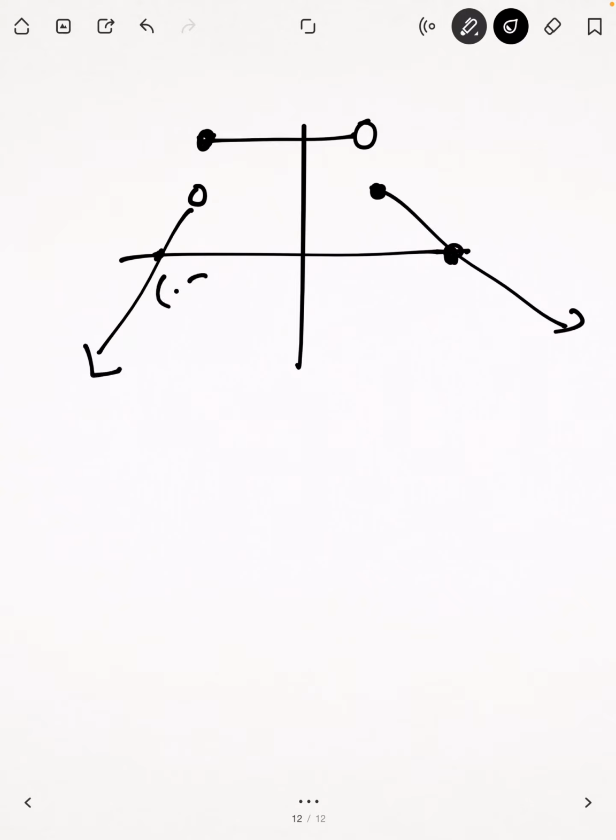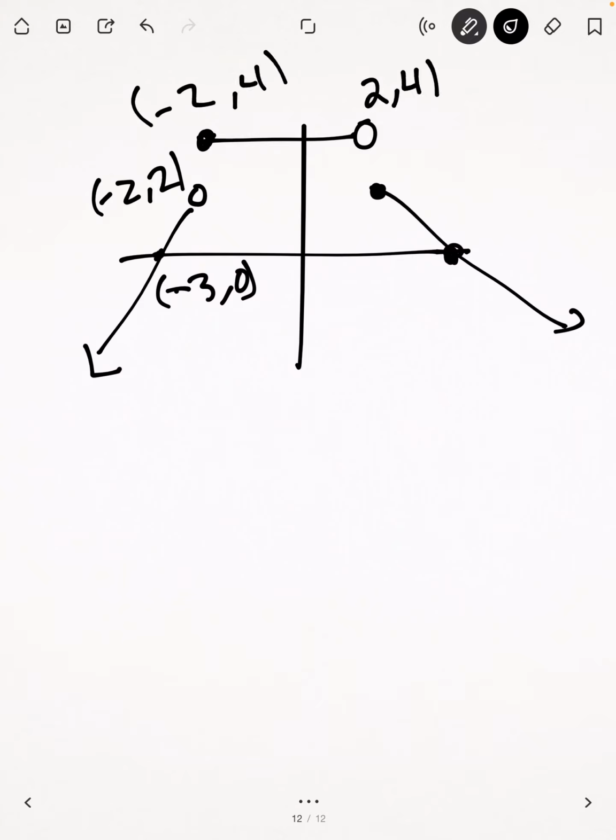So this is the point -3, 0. This is the point -2, 2. This is the point -2, 4. This is the point 2, 4, 2, 1, and 3, 0. And so go ahead and pause here and go ahead and try these and see how it works. See if you can make sense of what's happening.